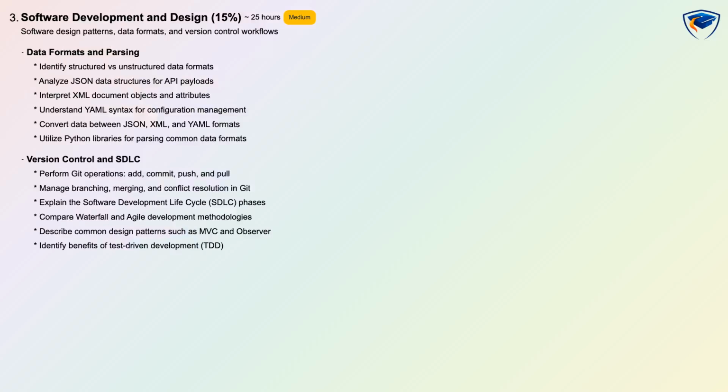The domain also covers Git operations like add, commit, push and pull, branching and merge conflict resolution, SDLC phases, comparisons of waterfall and agile, common design patterns such as MVC and observer, and the benefits of test-driven development.